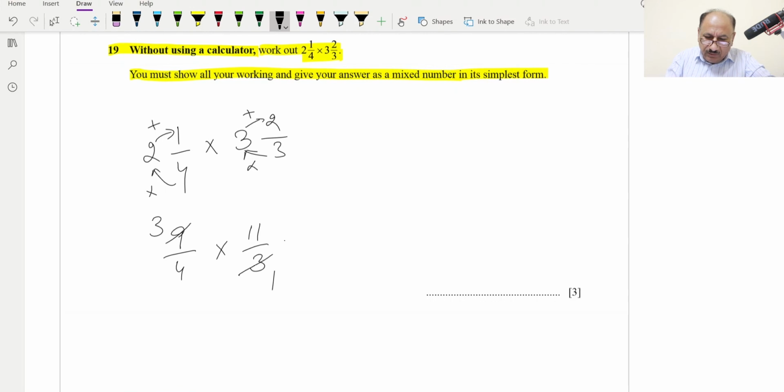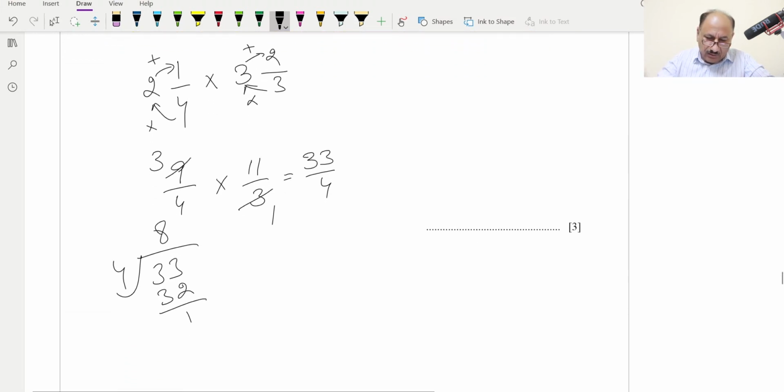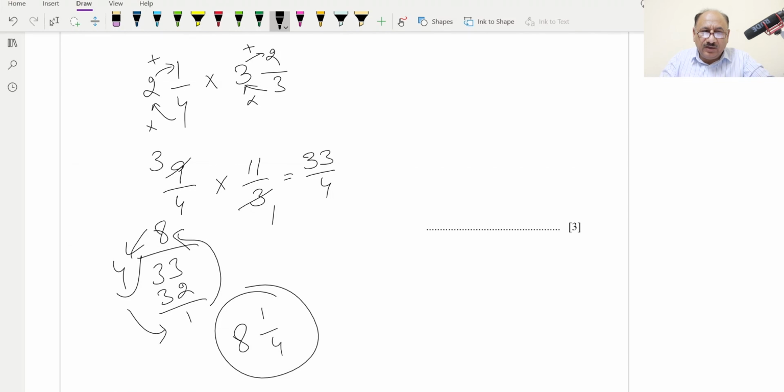3 3s are 9, and this will be equal to 33/4, which we can divide: 33 divided by 4 will be 4 8s are 32 and 1. So we can write in mixed fraction, rotate this anti-clockwise, so it will be 8 whole 1/4. This will be our final answer, which we can provide over here. This will be the final answer.